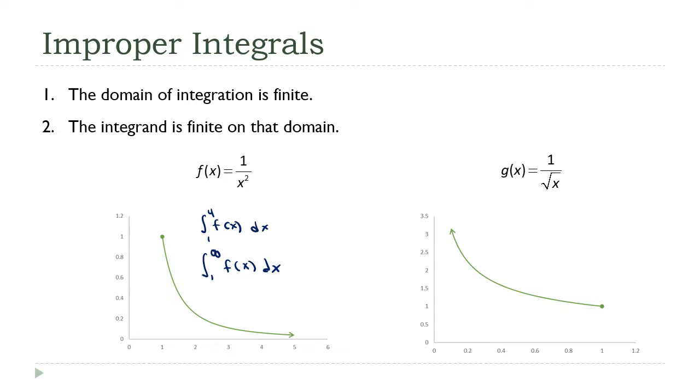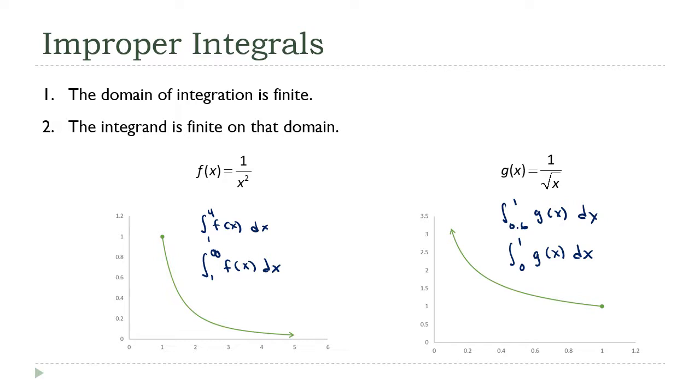And the second thing they all have in common is that the integrand was also finite in the range that we were integrating over. So with g of x, for example, we might have found the integral from 0.6 to 1. The function is finite on that range, but not the integral from 0 to 1, since the function goes off to infinity over there at 0.